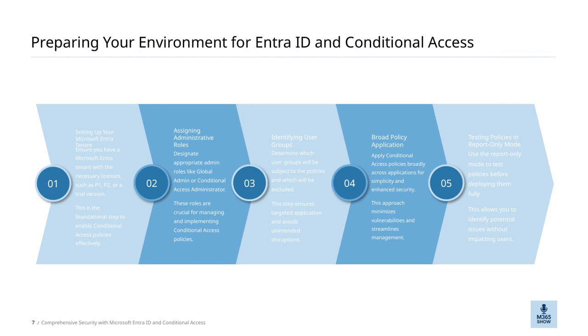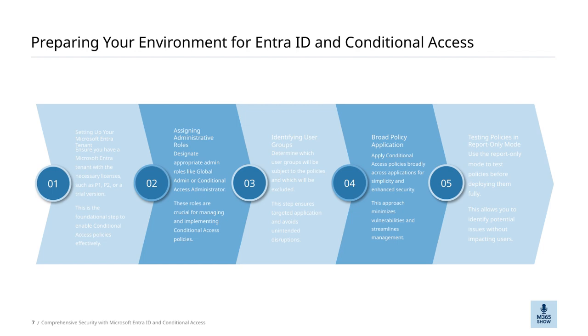Next, you'll want to designate the right admin roles, like Global Admin or Conditional Access Administrator. These roles are crucial because they give you the permissions needed to manage and enforce your policies properly. It's also important to identify which user groups will be affected by these policies and which should be excluded. Targeting specific groups helps ensure your policies are applied where needed, without causing unnecessary disruptions to others.